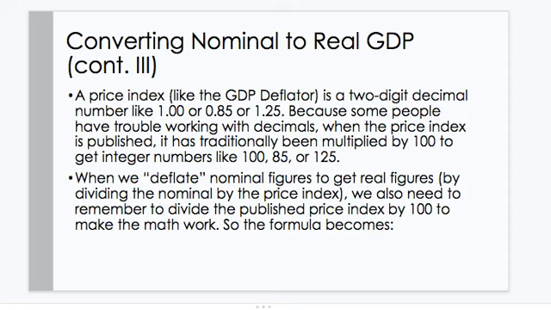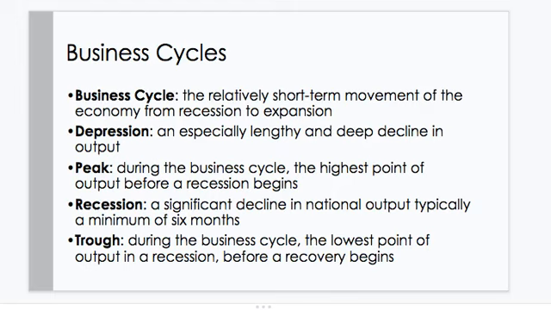A price index, like the GDP deflator, is a 2-digit decimal number, like 1.00 or 0.85 or 1.25. Because some people have trouble working with decimals, when the price index is published, it has traditionally been multiplied by 100 to get integers like 185 or 125. When we deflate nominal figures to get real figures, by dividing the nominal by the price index, we also need to remember to divide the published price index by 100 to make the math work. So the formula becomes what we had before, multiplied by 100.